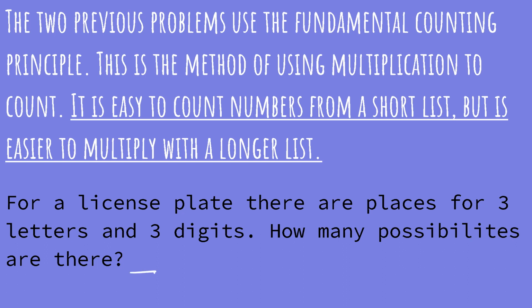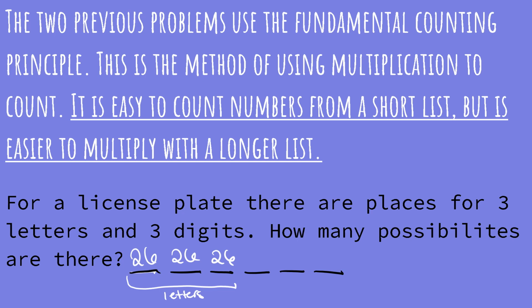So there's 1, 2, 3, 4, 5, 6 spots in our license plate, right? 3 letters, 3 numbers. Let's say the first 3 are the letters. For each spot, how many options do we have? How many letters are in the alphabet? 26 letters. So for each letter spot, we have 26 different letters it could be. The first spot could be A through Z, the second spot could be A through Z, and the third spot could be A through Z. So we have 26 different options for each of those 3 spots.